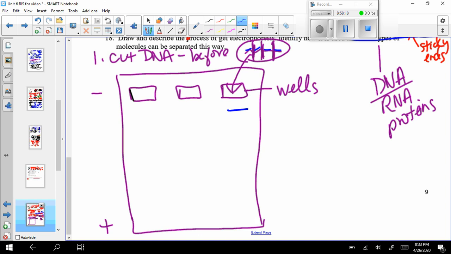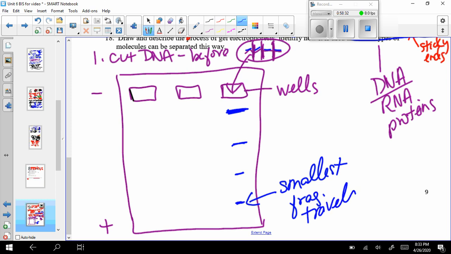The piece that is the largest is going to be here. The piece that is the smallest travels the furthest. So the smallest fragment travels the furthest. And since DNA is negative, it moves towards the positive end. If I loaded another sample that was just like it, I would expect the exact same bands because it was the exact same sample of DNA and it was cut with the same enzymes. If I was loading something different and I was just testing it, like, hey, are these really the same types of organisms?